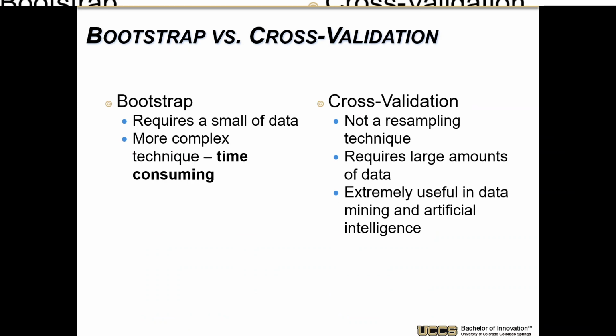So if I want to compare bootstrap and cross-validation, although the way I described it sounds like a resampling technique, it's not a resampling technique because every test sample is used exactly once. With bootstrapping, I can reuse them lots of times. Cross-validation generally does require a medium-large amount of data, so it's not as useful for very small data problems, but it's extremely useful in data mining or artificial intelligence or any experimental paradigm where I want to have training and testing.